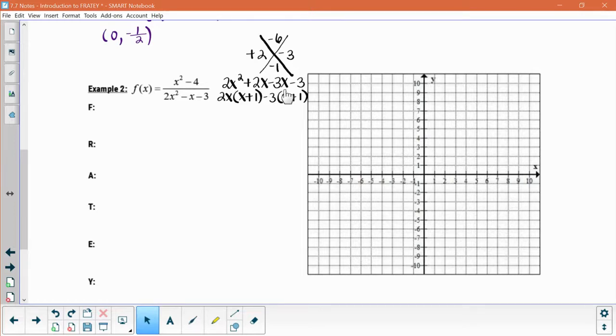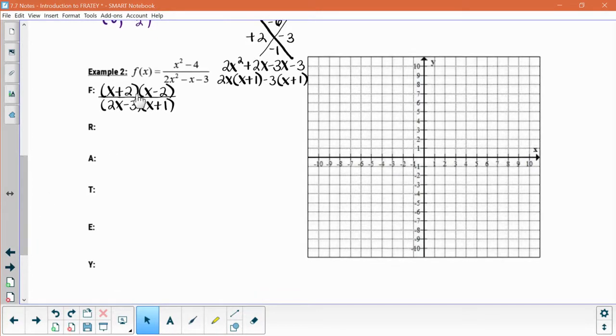I split my middle, grouped my first two, pulled out a 2x, grouped my second two, pulled out a -3. When I factor, x squared minus 4 becomes (x plus 2)(x minus 2), and the denominator is (2x minus 3)(x plus 1). Now let's go ahead and look at our roots. Remember, I'm going to set my numerator equal to 0, so that's going to produce two roots this time, (-2, 0) and (2, 0).